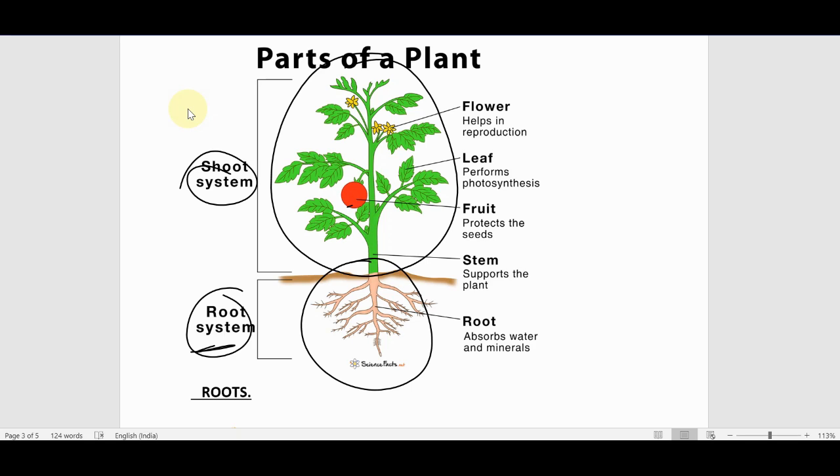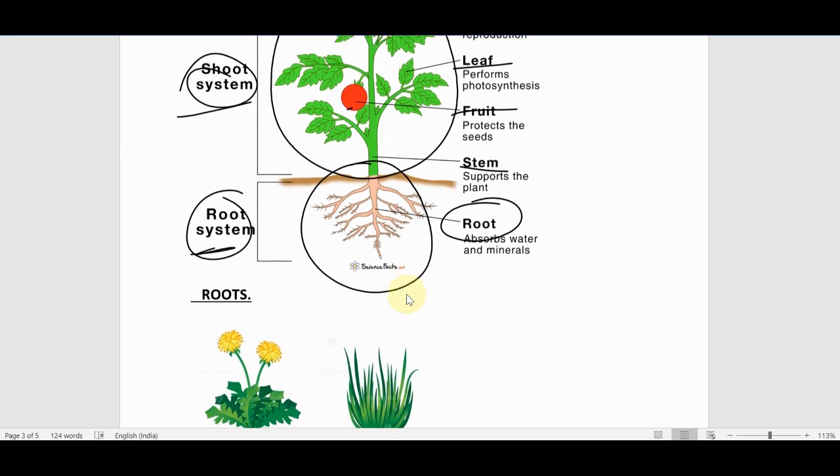In the root system you will see only the root part of the plant. But in the shoot system you will see the flower, leaf, fruits and the stem. Different parts will be present. In this chapter we will discuss them one by one. Firstly we will start with the root system.